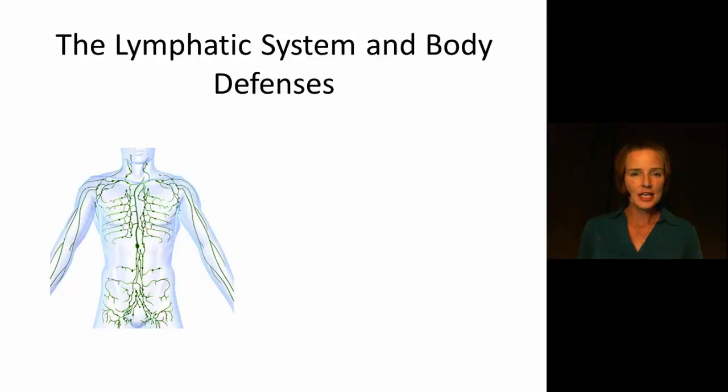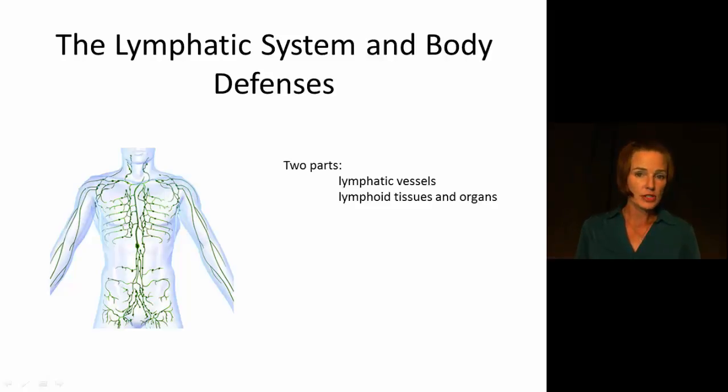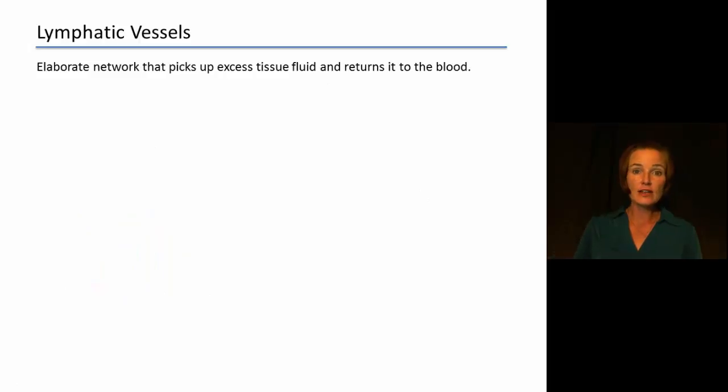In this lesson, we're looking at the lymphatic system and then also the body's defenses. When we look at the lymphatic system, it is going to be composed of two different parts. We have the lymphatic vessels and then also the lymphoid tissues and organs. Now, if we talk about the lymphatic vessels first, this is going to make up a very elaborate network, and that network is responsible for picking up excess tissue fluid and returning that fluid back to the blood.